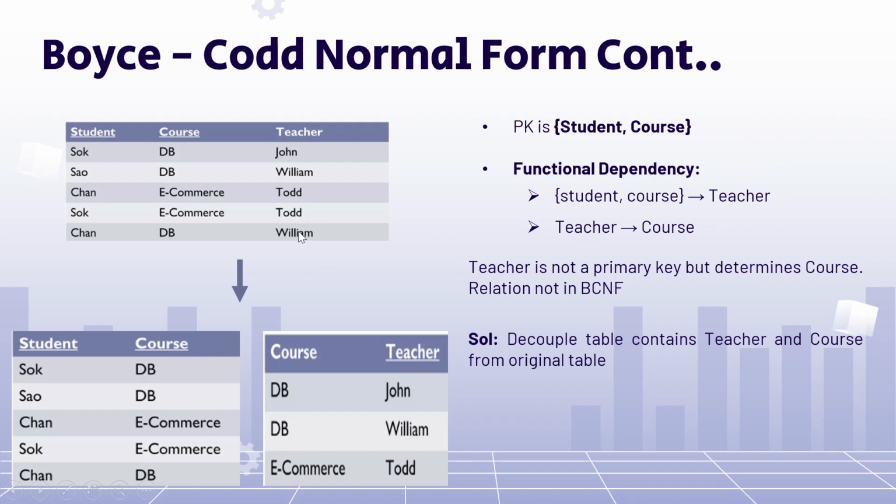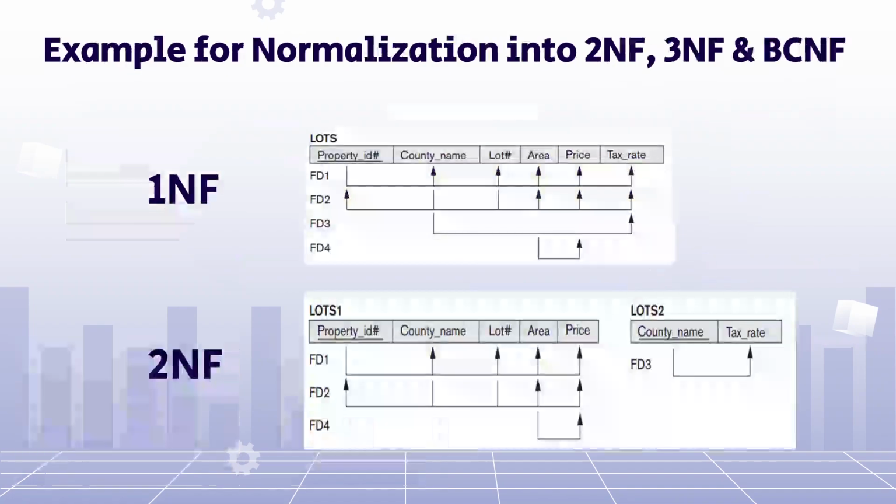So for making it into BCNF form, we have to again decompose this table into two. That is, student and course can be maintained as a separate table, and course and teacher can be maintained as a separate table. So this table is in BCNF form now.